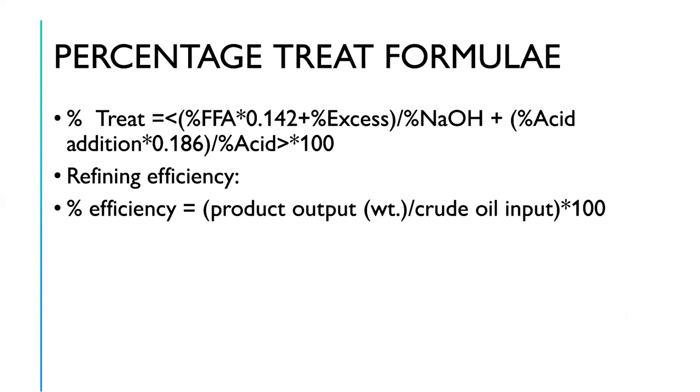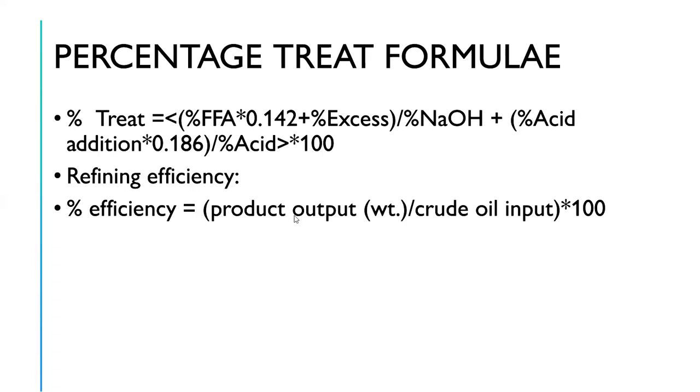So this is the percentage treat formula. The percentage treat is equal to percent free fatty acid multiplied by 0.142 plus percentage excess, all over percentage sodium hydroxide, which is the strength of your alkali solution, plus percentage acid addition times 0.186 or percent acid, multiplied by 100. In the next presentation, I will do one example using this formula. Then you will know how to calculate the percentage treat, or how much, in terms of percentage, of the alkaline solution to add. So what's the refining efficiency of the neutralization reagents?